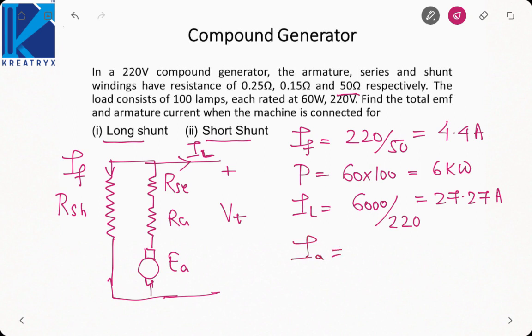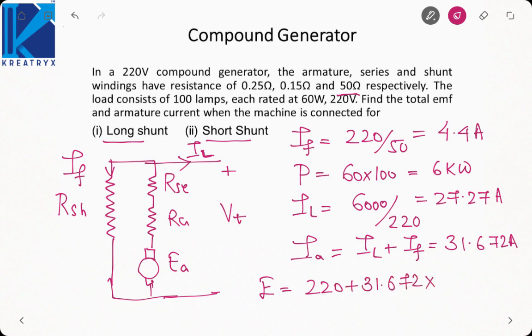Now since it more or less behaves like a shunt machine, IA will be IL plus IF. If you add these two things, we will get 31.672. Now once we have armature current, I can find out EMF. It will be terminal voltage 220 plus 31.672. Now here we have two resistors in series, RA and RSC. So the total will be 0.4. So this will come out to be 232.668 volt. So that is what will be the induced EMF.